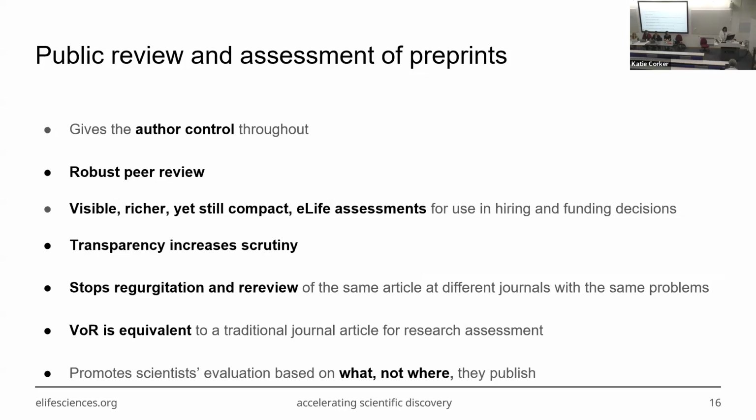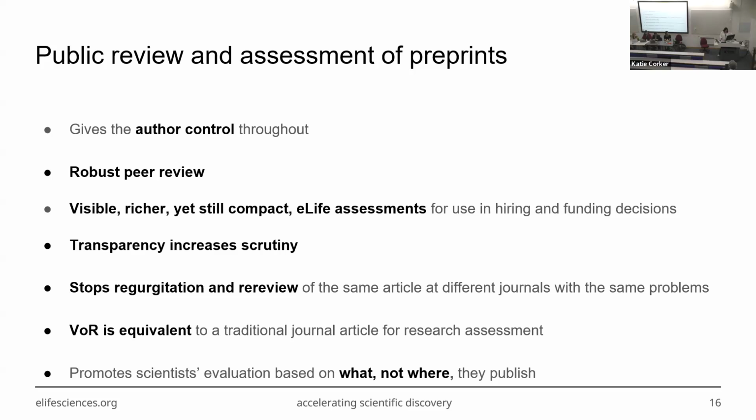So what's the value of doing a process in this way rather than the standard journal accept, reject process? It gives author control throughout the process. The author decides what they want to do with their article. They're not subject to an accept, reject decision at some point, where they have no control over what that is and what that looks like. Obviously, with eLife, we're still doing a very robust peer review process that's open and transparent, and that transparency increases the scrutiny of what's happened to those articles, to the benefit of the author.